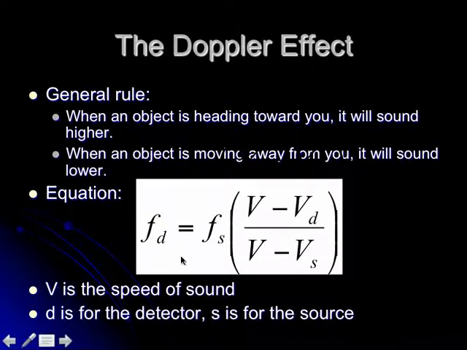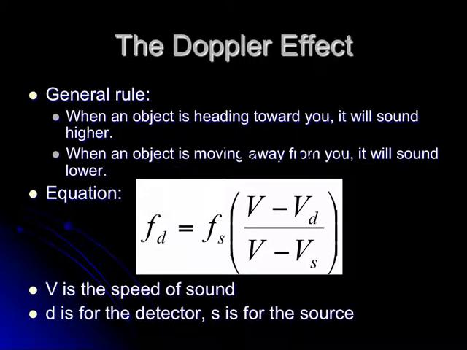Okay, so this is the frequency heard by the detector. So if you're in a car and you're listening, then you're the detector. The frequency heard by the detector is equal to the frequency produced by the source. So if you're driving by a weather siren, that's where that would go. If the weather siren's at 600 hertz, then that would go there. Times the speed of sound in air, that's 343, minus the speed of the detector. How fast you're moving if you're listening. If the detector's sitting still and the source is moving, then that's 0.